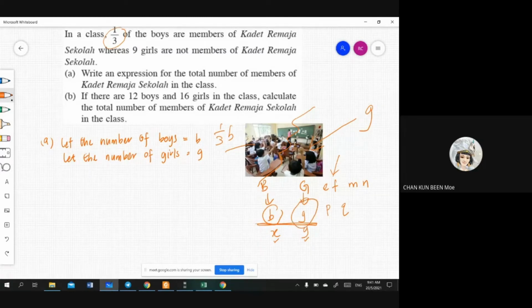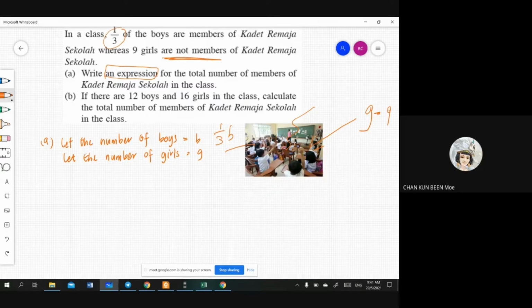So if 9 are not members of Cadet Remaja Sekolah, what do you have to do? Minus. Yes, you have to minus that number of girls that are not Cadet Remaja Sekolah. So when they ask you to write an expression for A over here, you can form up the expression already. I'm going to wrap it up because I need space. Okay, thus, you just write down thus. Then you start answering the whole question over here.